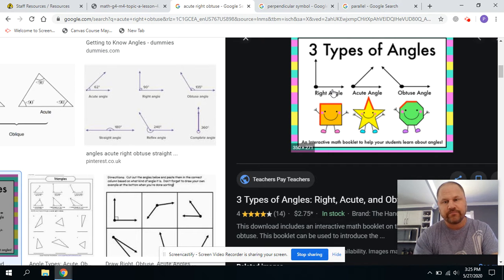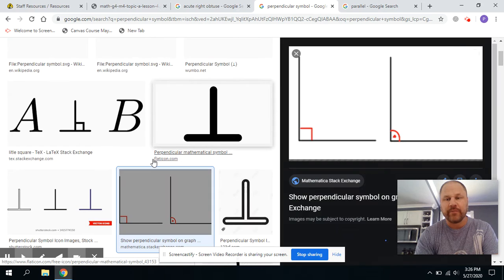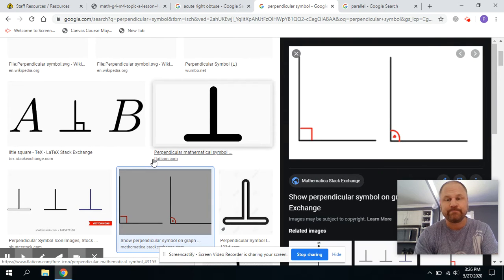You had the right angle, you had the acute angle, and you had the obtuse angle. And then we learned perpendicular, which is when two lines make a right angle or 90 degrees, right? They are perpendicular. So that's one way to show that they make a right angle or that they're perpendicular.